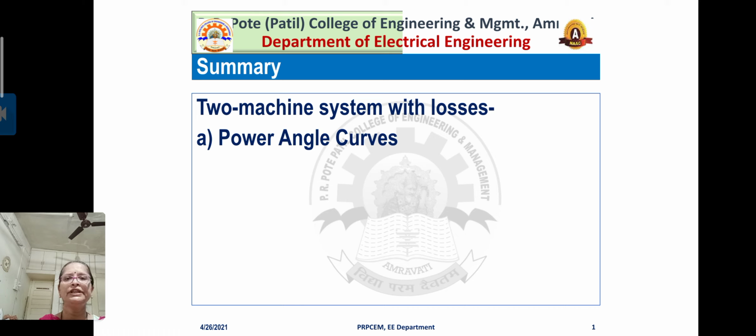Theta 1 2 is the angle of architrave impedance. We can calculate it, right? So for that case, we have seen that the maximum sending power occurs at delta M1, which was greater than 90 degree, and the maximum receiving end power occurs at delta M2, which was less than 90 degree.